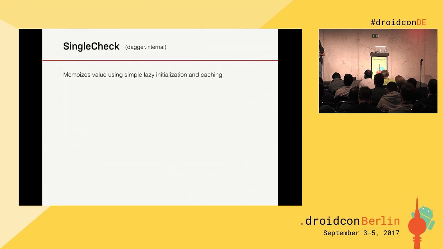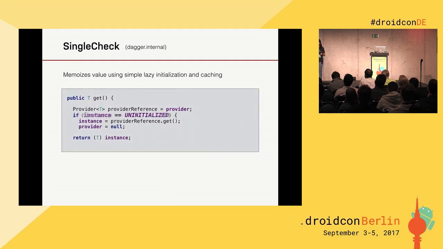So this is what single check is. Instead of double locking, it memorizes the value using simple lazy injection and caching. So this is the code. You can see that there is only a single check, as the name suggests.